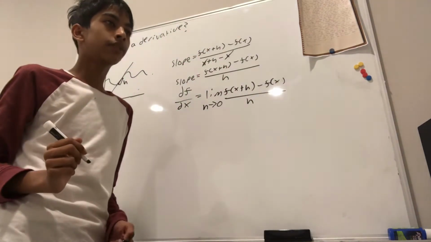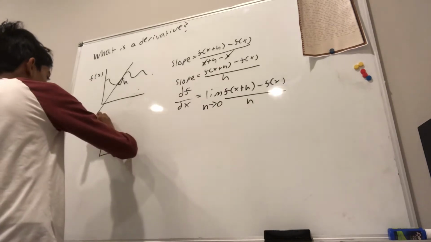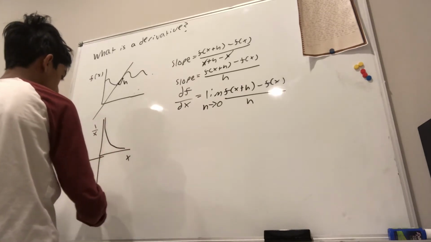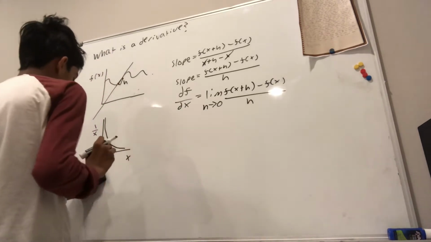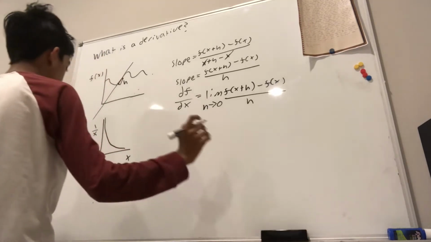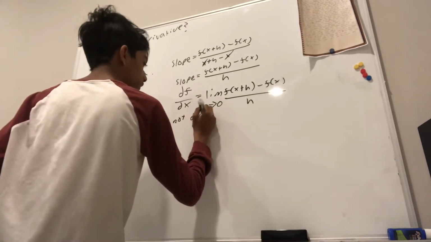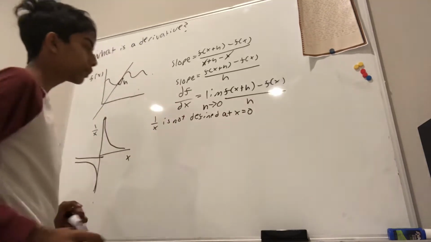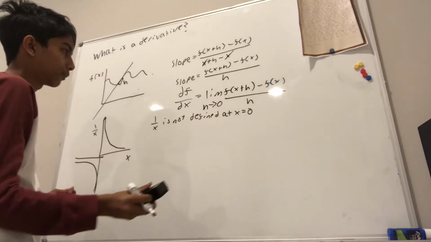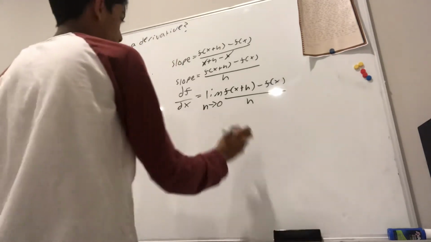This works for any function that is differentiable at a certain point where it's continuous. So let's say we have the graph of 1 over x. You can't take the derivative at 0 because 1 over x is not defined at x equals 0. So it's not differentiable at that point, because you can't find the slope there, since the function is not continuous at that point. So anyway, this is just the definition of a derivative.